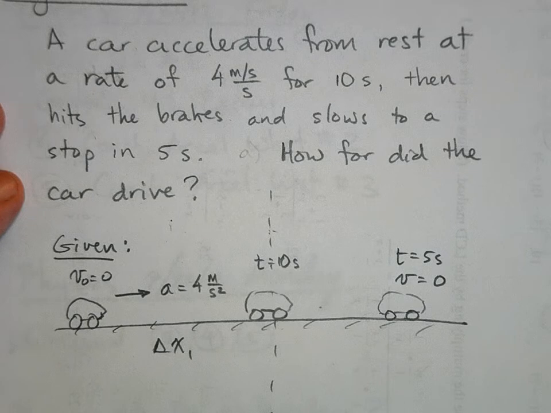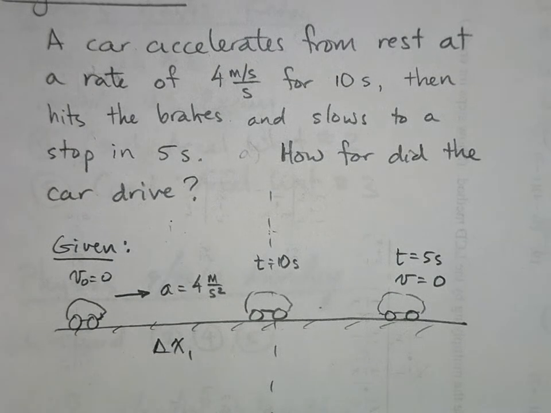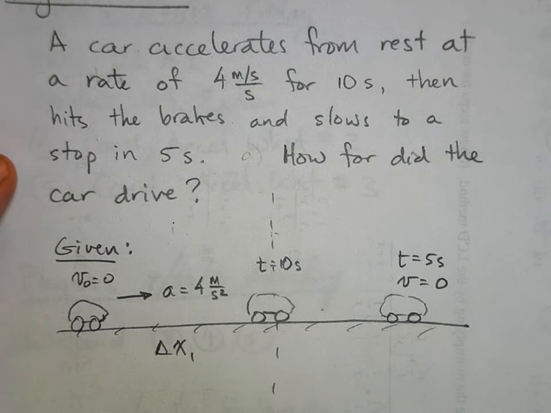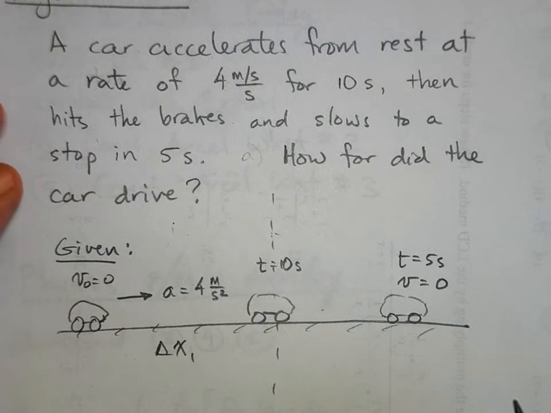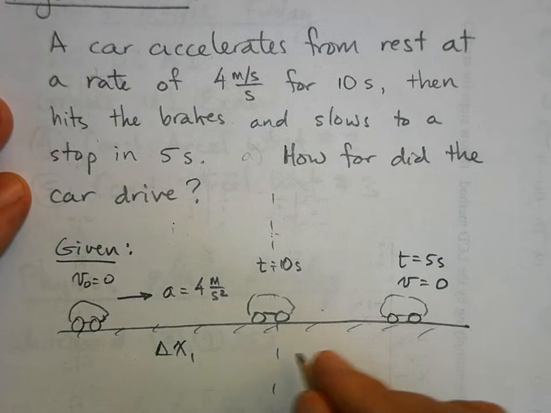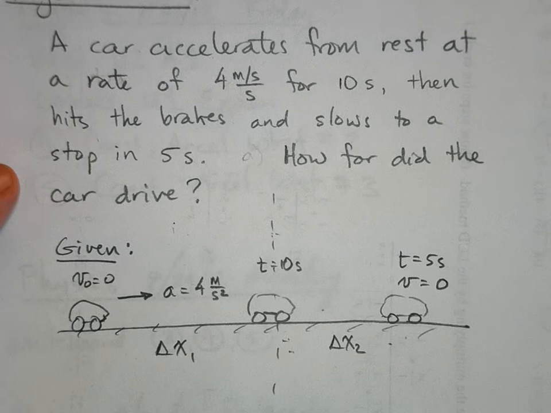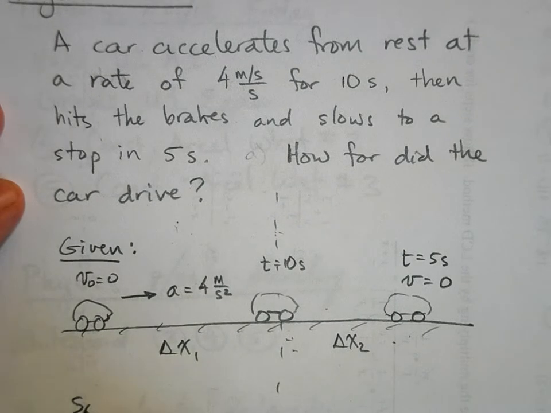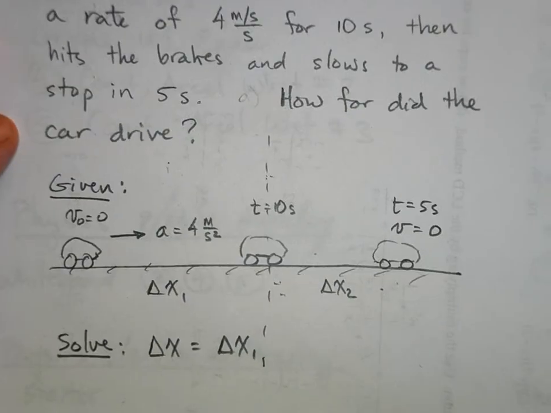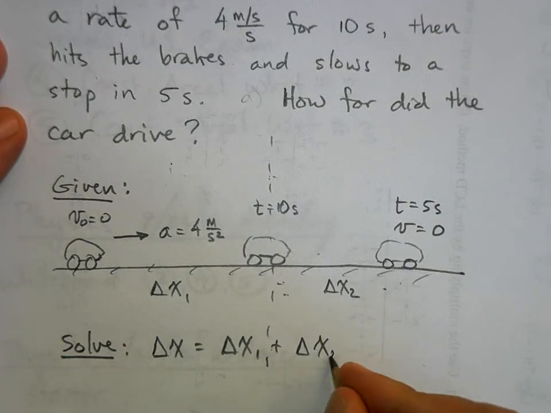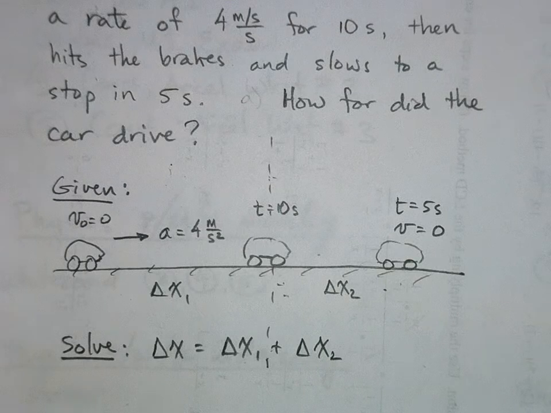Now, one thing is that if you draw a picture of what you know and what you don't know, it makes it a little bit easier to figure out what you're supposed to do sometimes. So anyway, we'll call this from here to here delta x2. So let's solve. Well, first of all, my total delta x is going to be equal to delta x1 plus delta x2. So I got to figure these out, and then I can just add them together.